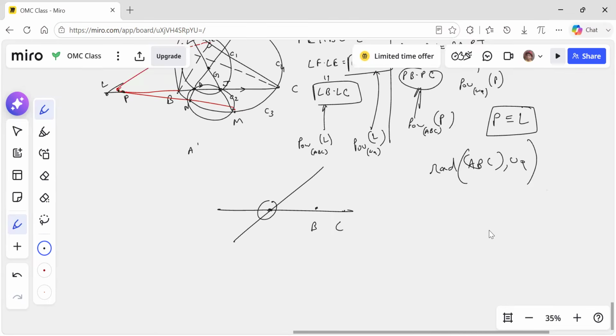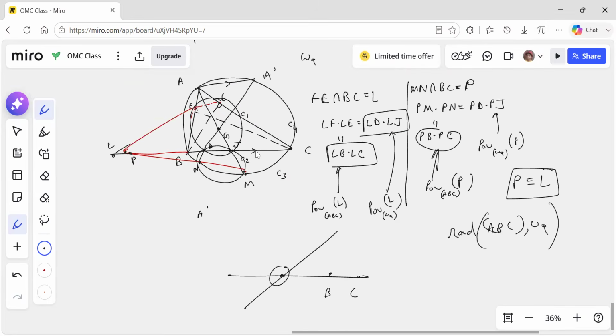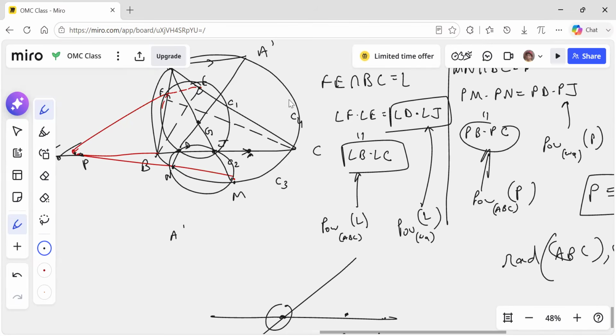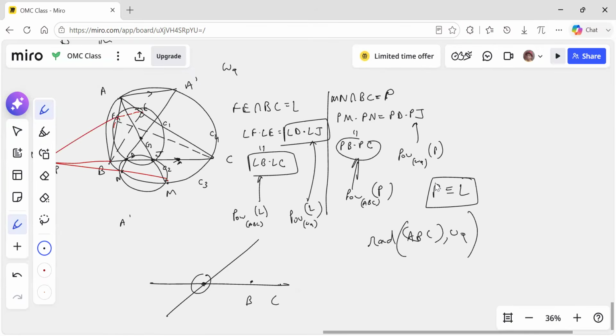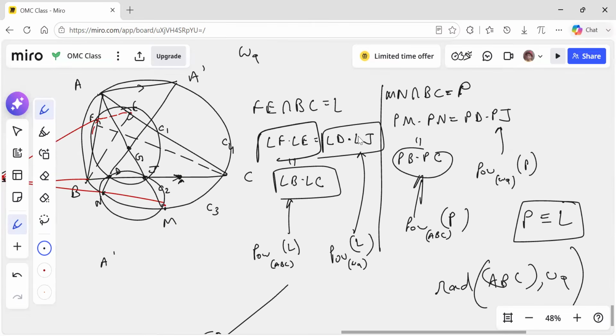And case two, it coincides with BC, but it can't happen because at some point I have one point in BC inside the circumcircle, and at another point I have this also outside the 9-point circle. So it cannot be BC. So it must be another line which intersects BC at most one point. So from here I can conclude P is the same as L. And from there, these two equations will then give me FEMN cyclic.